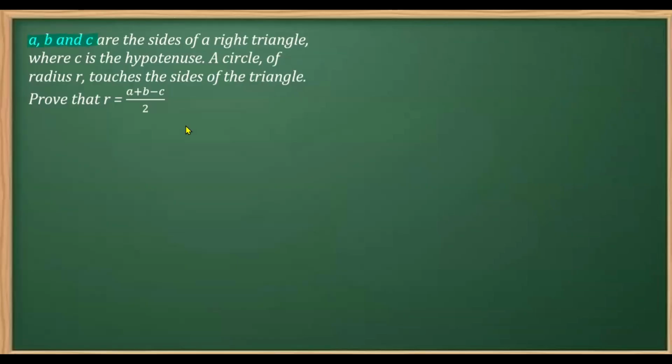In this question, it says ABC are the sides of a right angle triangle. Well, ABC are the measurements, not the vertex, right? And where C is the hypotenuse. I think I should draw the figures simultaneously.